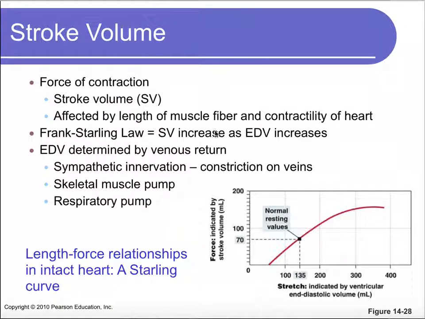So stroke volume will increase as our EDV increases. So as we bring more blood back to the heart, our heart will automatically contract with more force. It'll automatically increase contractility, which will increase our stroke volume. And so what determines how much blood comes back to the heart? Well, that would be our venous return. So the sympathetic nervous system can influence that by constricting our veins. And by constricting our veins, it's going to push the blood into the heart. And our skeletal muscles and our respiratory muscles can also help with that. So when our skeletal muscles contract, it's going to help squeeze our veins and push the blood back to the heart. And when our respiratory muscles contract, it's going to push it back into the heart as well.